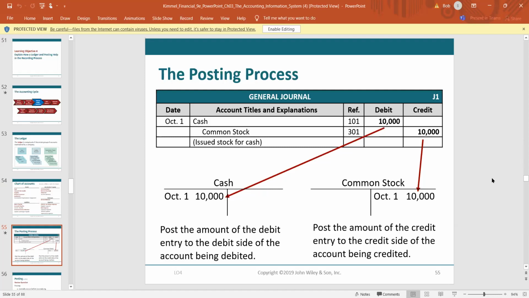You hit the post button and look what happens. Wham. The $10,000 debit finds its way over to the cash folder as a debit for 10,000. The balance in cash is now $10,000. The balance in common stock is now $10,000. You post the debit amount to the debit side and the credit to the credit side.